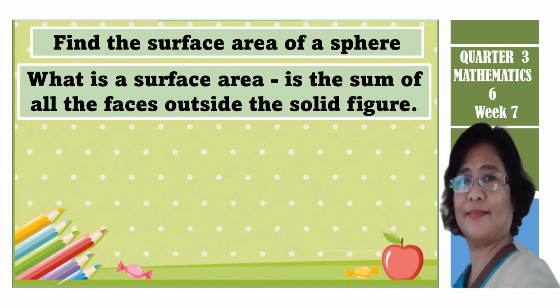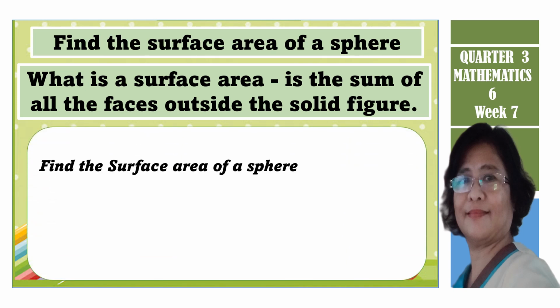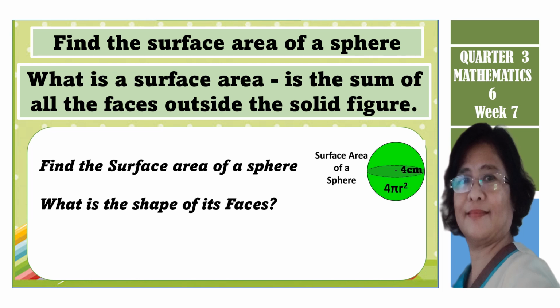Next is the surface area for the sphere. Let us find the surface area for the sphere. So this is our sphere. The given only is 4 cm. And the formula in finding the surface area of the sphere is 4 pi r squared. What is the shape of the faces? We have circle. And how many faces are there? We only have one.